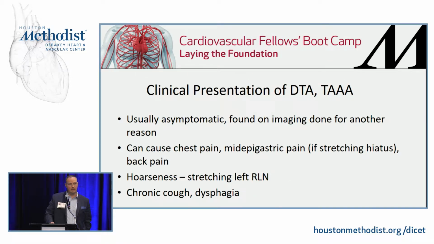So what's the clinical presentation of these thoracic and thoraco-abdominal aneurysms? Most of the time, the patients are asymptomatic. This was an imaging study done for another reason, and they were found to have it. They can, however, cause chest pain or mid-epigastric pain. If it's stretching the hiatus, patients will describe either mid-epigastric or back pain, mimicking pancreatitis. They can present with hoarseness, especially with a large aneurysm. Remember, your left recurrent laryngeal nerve swings around the distal arch, and it can stretch, and they can become hoarse. They can have dysphagia. If it compresses the lungs, they can have chronic cough.